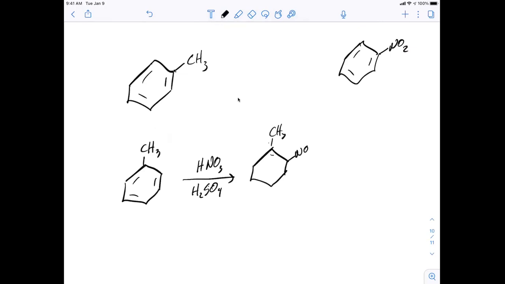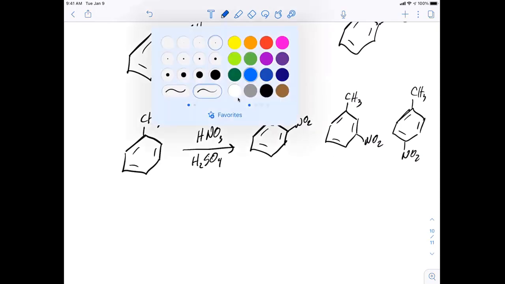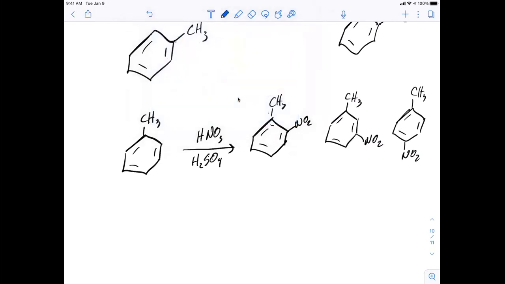We can have the ortho-nitro, right? So the ortho-nitrotoluene. We could have the meta-nitrotoluene, or we could have the para-nitro. If you look really hard, you'll find all three of these, and the ratios of these are about 63%, 7%, and about 30%.